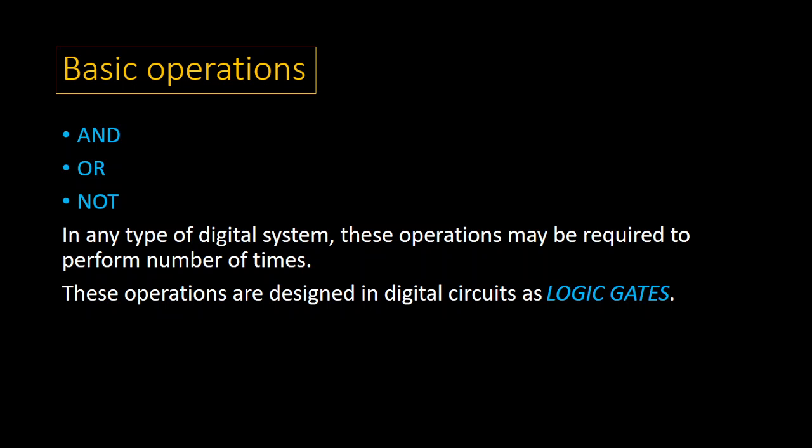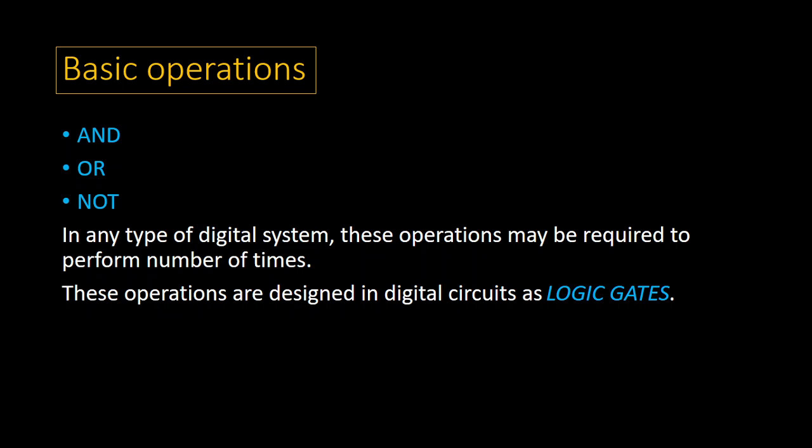These operations are designed in digital circuits, and those digital circuits are called logic gates. The logic gates are responsible for each basic operation that is going to be performed. So for performing AND operation, we require AND gate. To perform OR operation, we require OR gate, and to perform NOT operation, we require NOT logic gate. So we'll see all these basic operations.